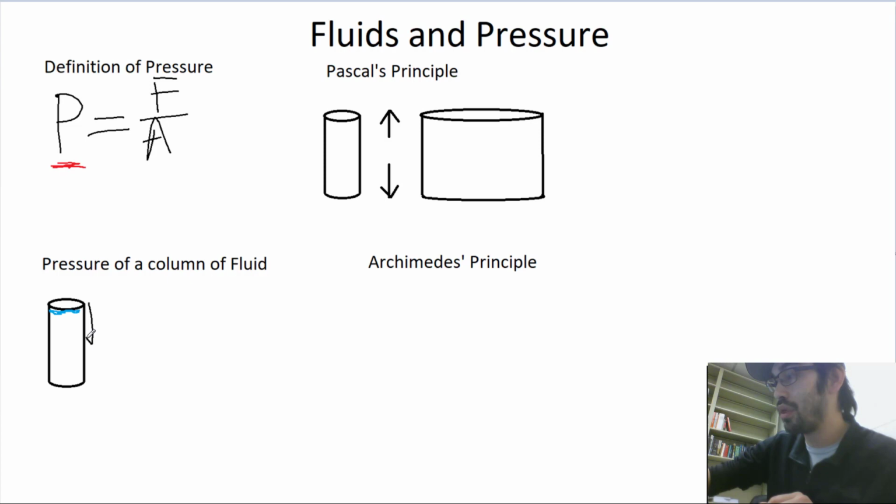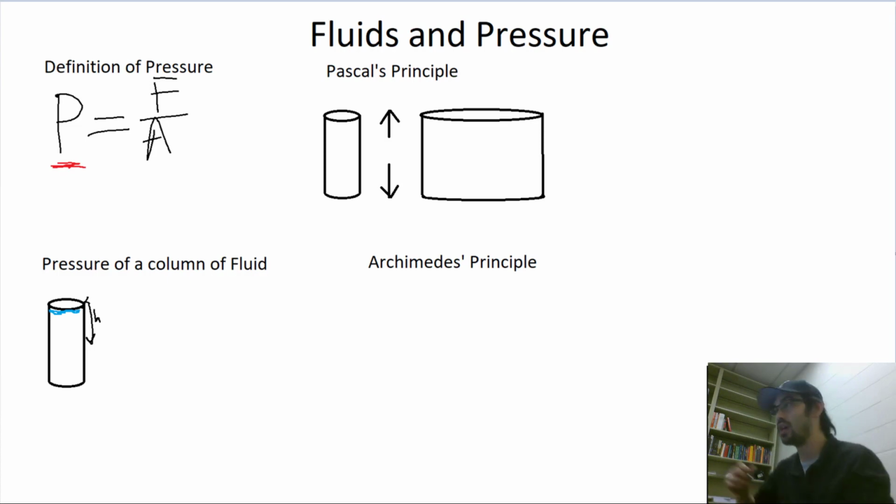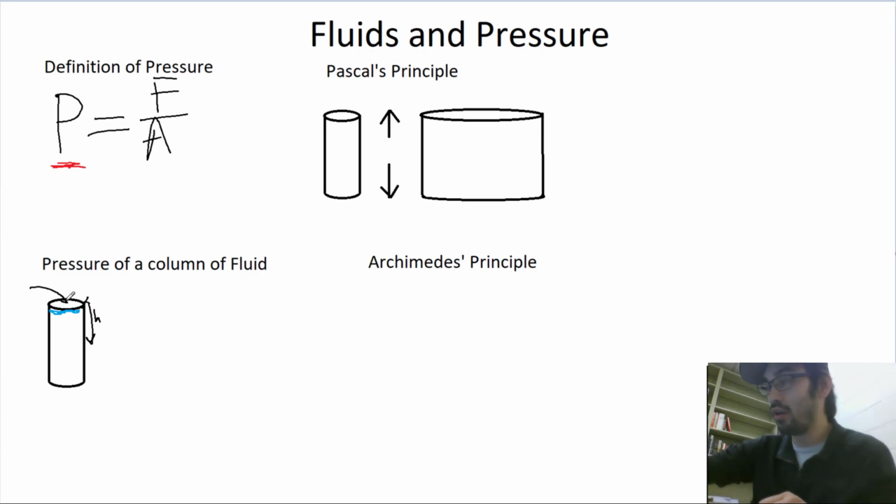We'll say that that depth is a height h. We want to find what the pressure is at this height h. The way we're going to do that is to use this definition of pressure, and calculate what the force is for that column of water. We know that this has some height h, and we'll say the cylinder has some cross-sectional area A.